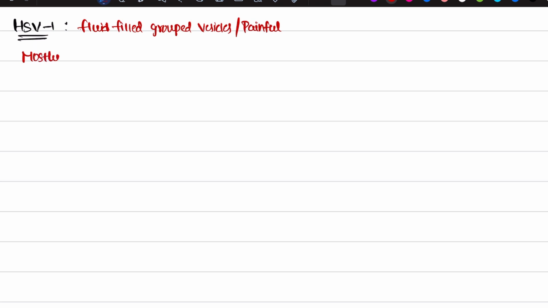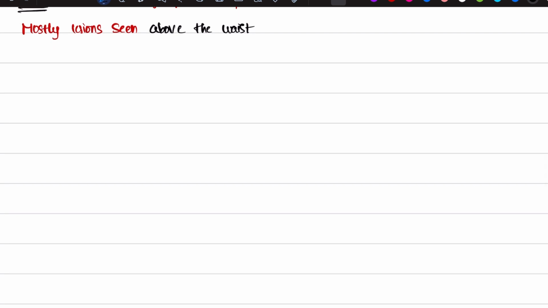Mostly lesions are seen above the waist, which means the most common lesion is, like I have seen in many patients, some patients having grouped vesicles in the lips area. There will be grouped vesicles in the lips area.